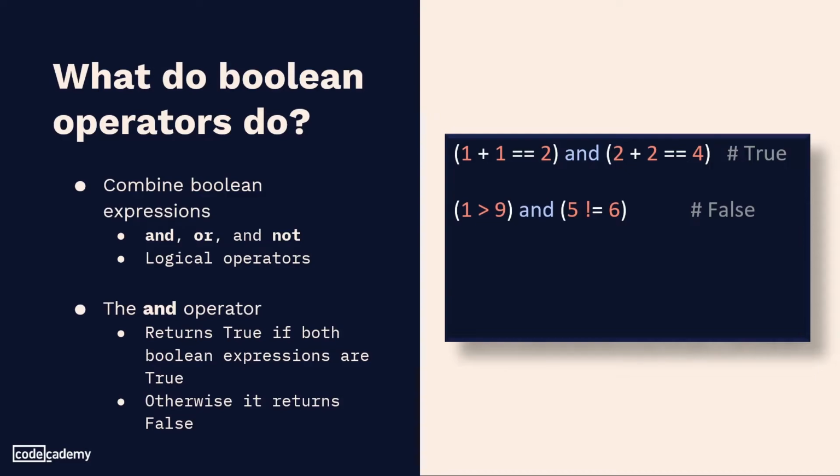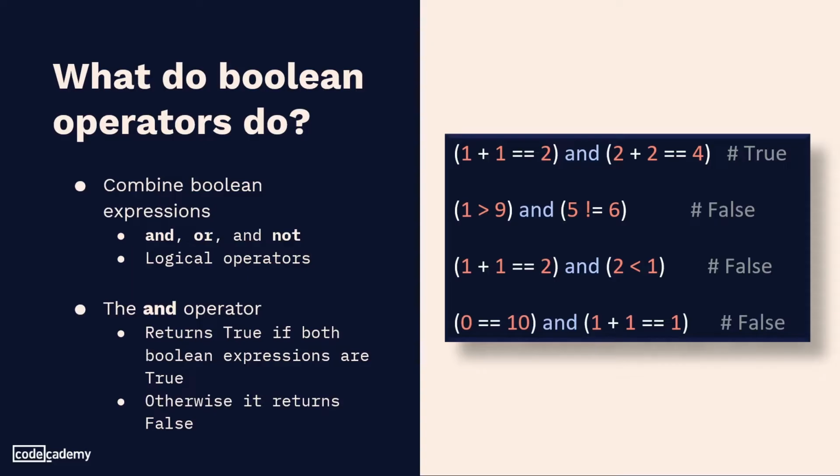Next, we have 1 is greater than 9, and 5 is not equal to 6. In this example, even though the right side of the Boolean operator is true, the left side is false, so the whole expression becomes false. Then we have 1 plus 1 equals 2, and 2 is less than 1. Since the right side of the and operator is false, the whole expression is false. Finally, we have 0 equals 10, and 1 plus 1 equals 1. Since both sides are false, the whole expression will return false.